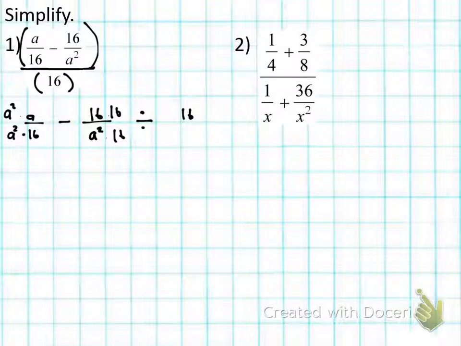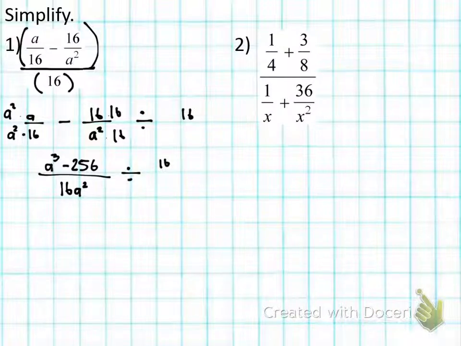So now I'm going to multiply this out. A squared times a is a cubed. Okay, new common denominator, 16 times a squared is 16a squared. A squared times a is a cubed. Negative 16 times 16 is negative 256. Okay. Bring down the division sign. But in this case, since I just have a 16 here, I'll just bring it down. Divided by 16, all over 1.